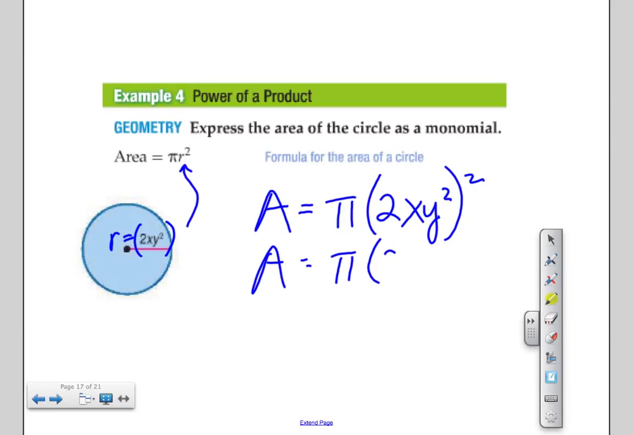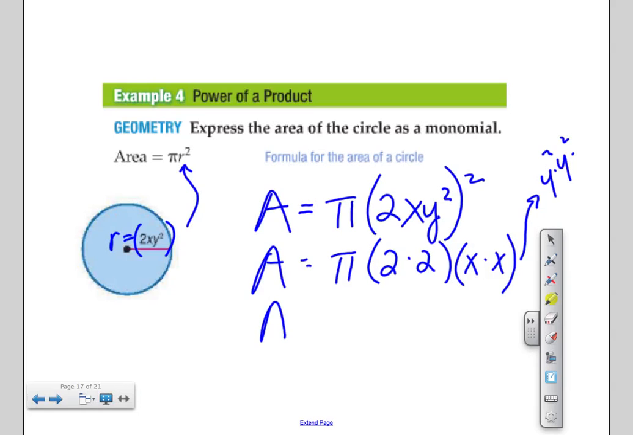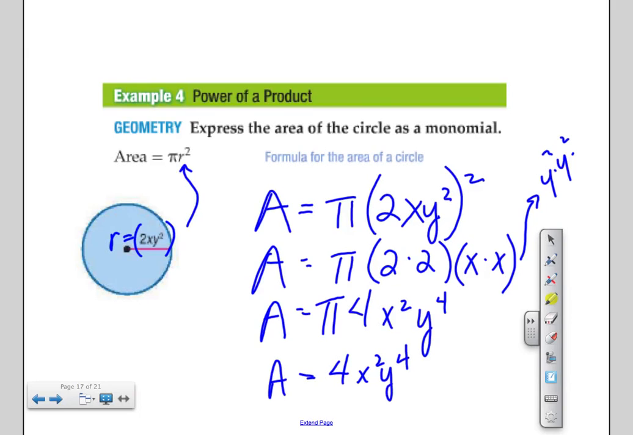So to find the area of this, we go pi times, how many of these do we have? We could do it long form: 2 times 2, x times x, y squared times y squared. So A will equal pi times 4 times x squared times y to the 4th. You would probably reverse the order for your final answer and put pi at the end. You don't have to multiply out pi, you leave it as pi.